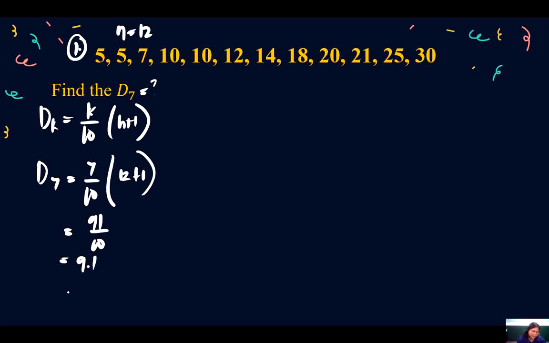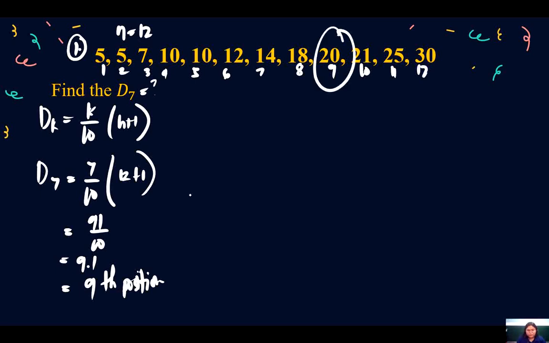When we say deciles, whatever the position of the decile, we round off. So this is 9. So it is in the 9th position. Let's count it again: 1, 2, 3, 4, 5, 6, 7, 8, 9, 10, 11, 12. So our third step is that the 9th position is 20.